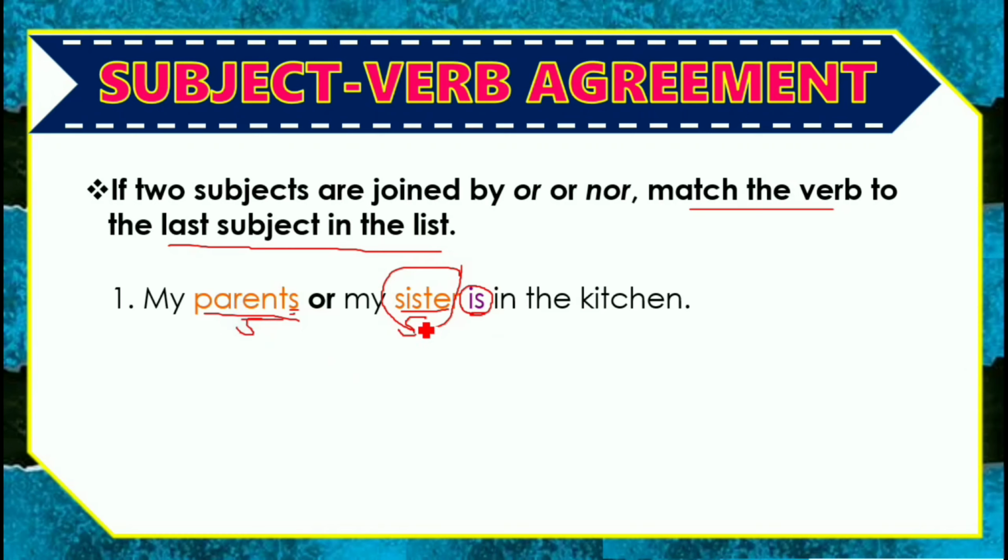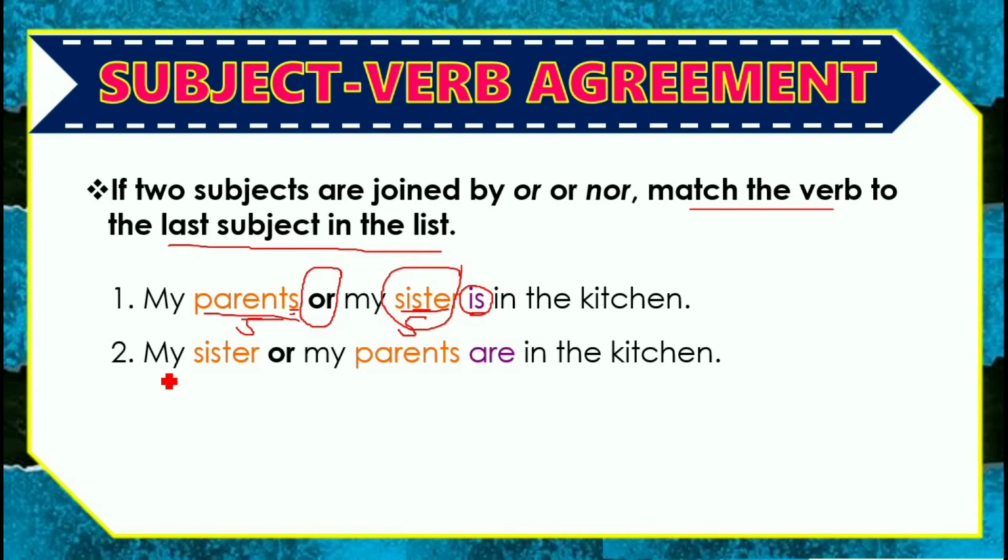Even though we have two subjects, my sister or my parents are in the kitchen. So the first subject is sister, the second subject is parents. Sister is singular, while parents is plural, connected by the word or. Where is our verb? Are. Now, why do we use are instead of is? It's because between sister and parents, the subject parents is the last subject in the list. Since parents is plural, then we also need a plural verb.